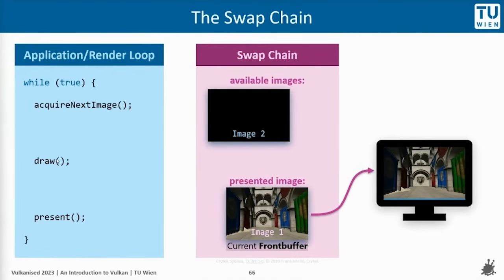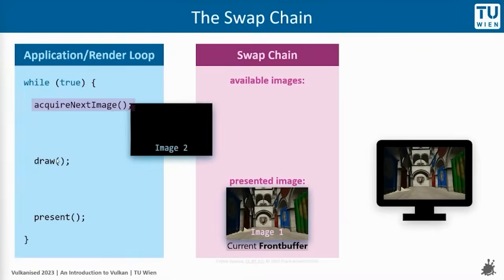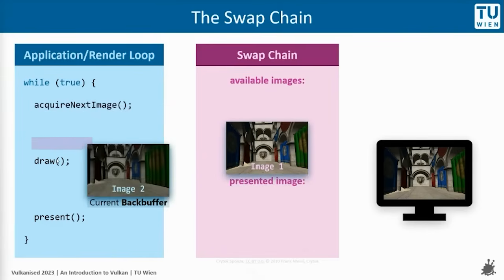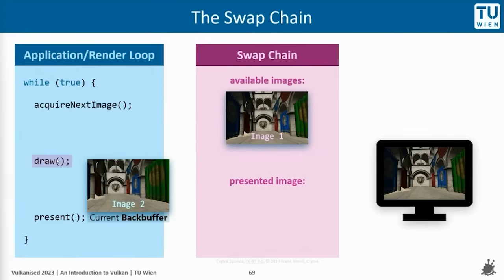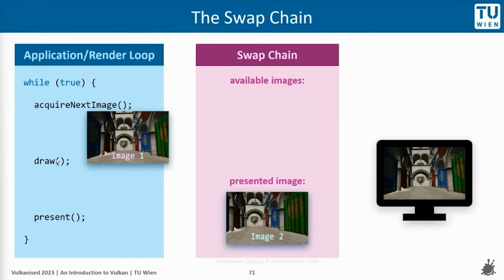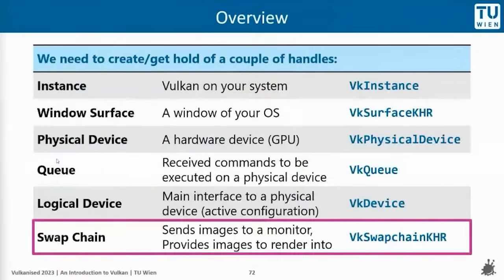And in our application, we would like to render the next frame already. So we request another image from our swap chain through another call to acquire next image. Acquire next image gives us another image from those that the swap chain provides, which becomes our new back buffer. We draw into the back buffer. When we are done, we again call present, which hands it back to the swap chain. And our application does not wait until the presentation is done, but it already acquires the next image from the swap chain. So presentation and rendering can happen in parallel.